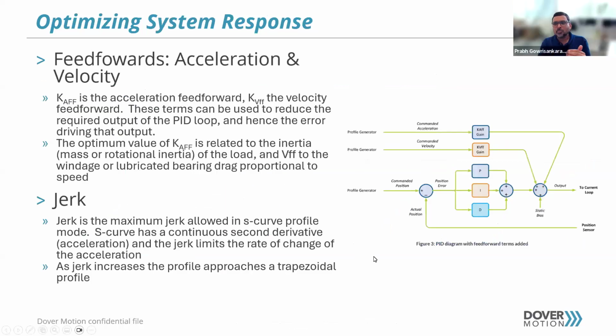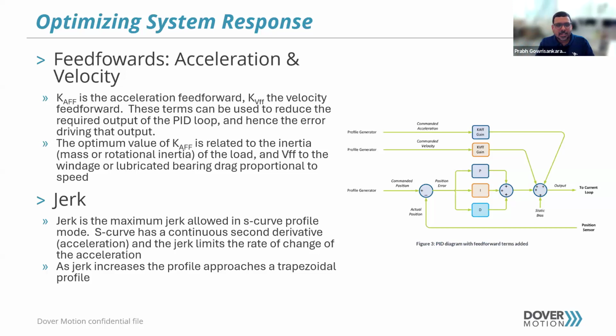You also get a smoother move through your S-curve because of the smoothing of your acceleration. Exactly. And the other capability that is built into the chip is the feed forwards. Dover uses it for both the acceleration and velocity. If you look at the block diagram on the right, there's the PID loop, and then you have the feed forward compensation. You have the acceleration feed forward on the top and the velocity feed forward on the bottom.